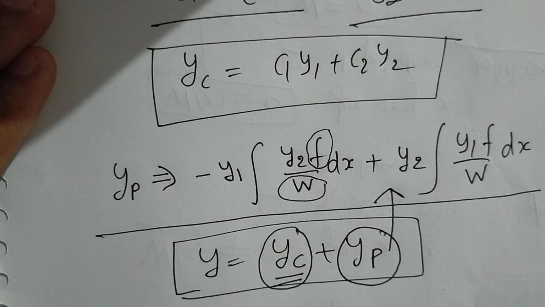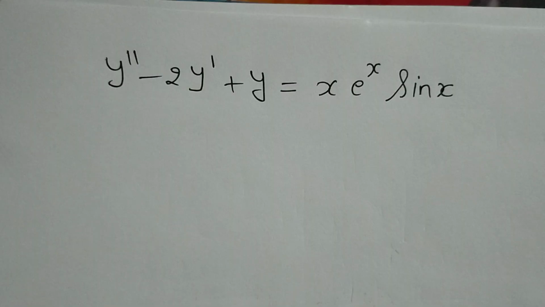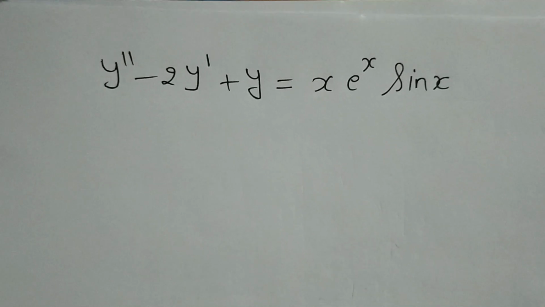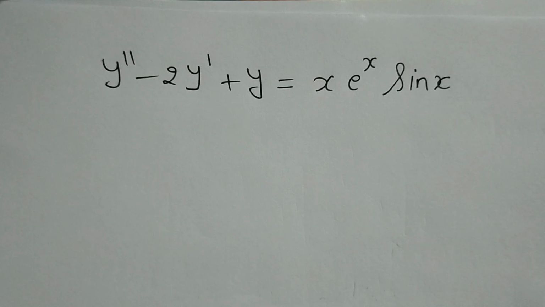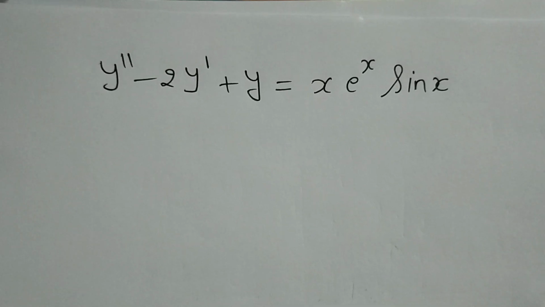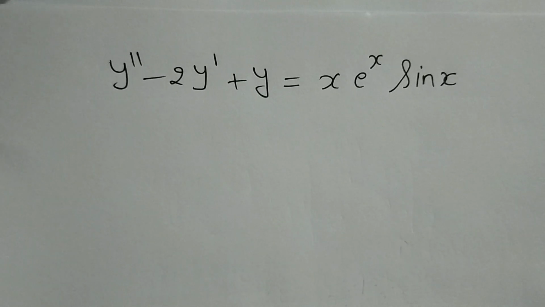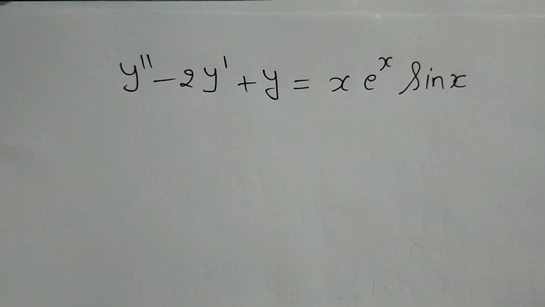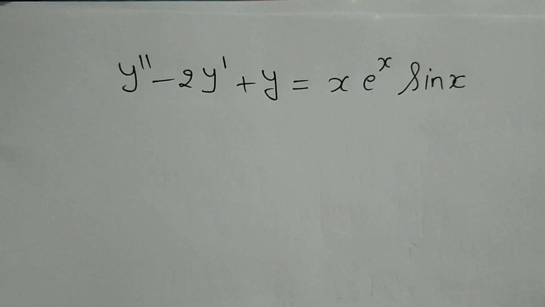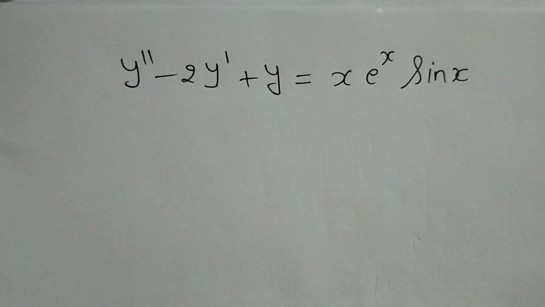Let us try with one example. So this is the given problem. y double dash minus 2y dash plus y equal to x e power x sin x. The question is to solve the given differential equation using the method of variation of parameter. So for this equation, the solution will have two parts. One is the complementary function, second is the particular integral. Let us try to find the complementary function first.